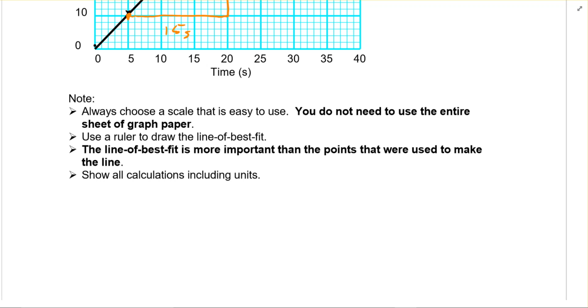You don't always need to use the entire sheet of graph paper too. It's fine if it's kind of small in your graph paper. Always use a ruler. This drives me nuts when kids don't use a ruler for some reason. You're not being very accurate if you're not using a ruler.